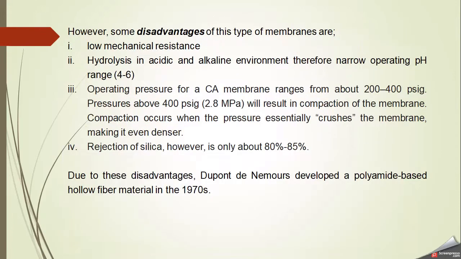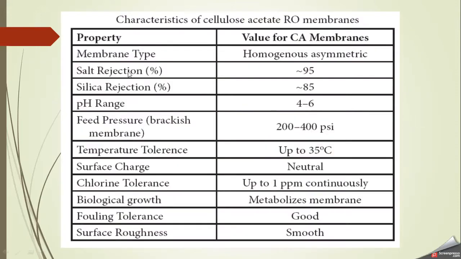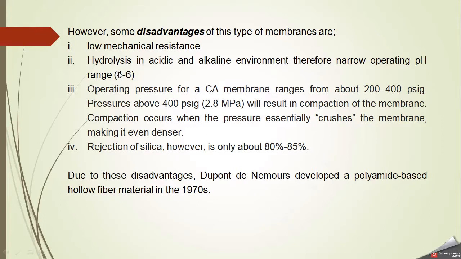Besides these advantages, there are some disadvantages of this type of membrane. First is low mechanical resistance. Second, hydrolysis in acidic and alkaline environments. Therefore, a very narrow operating pH range is available. It can smoothly operate in the 4 to 6 pH range. If pH goes below 4 or higher than 6, its life becomes short and it hydrolyzes, and this is a big disadvantage.